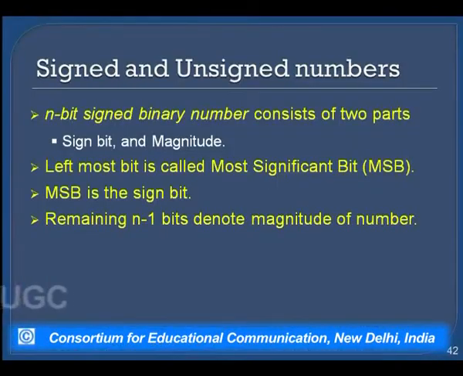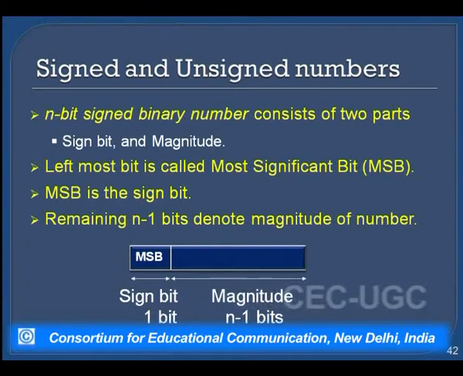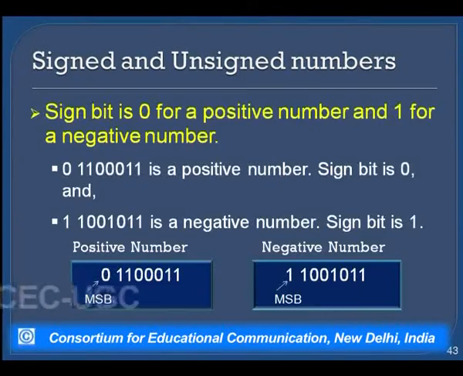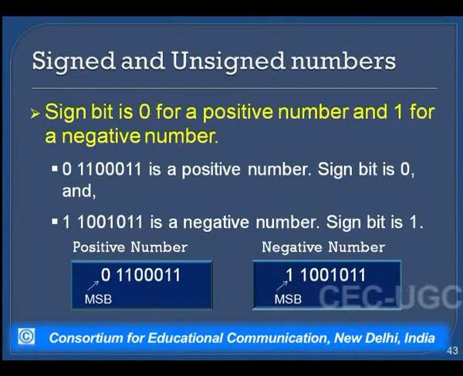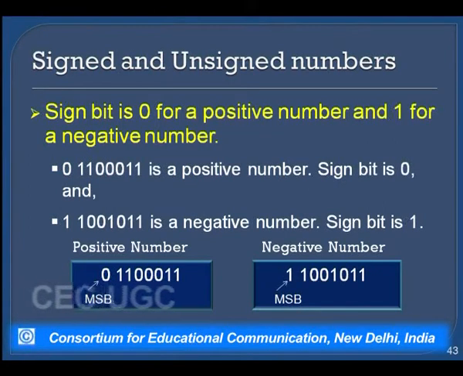In a signed number there are two parts: one is the sign bit and the other is the magnitude. The leftmost bit, called the most significant bit, also called the MSB, is the sign bit, and the remaining n minus 1 bits denote the magnitude. So, if we see this number, the leftmost bit is the MSB, the sign bit, and the rest is the magnitude of the number. Now, in the sign bit, if the MSB is 0, then the number is considered a positive number. If it is 1, it is considered a negative number.